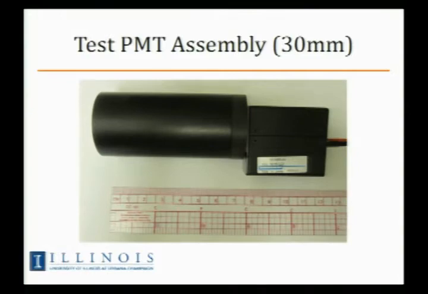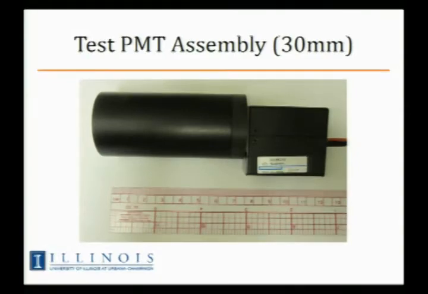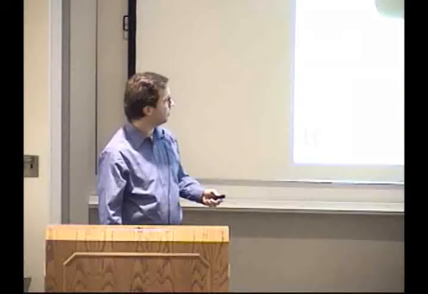Anyway, this is a picture of a test PMT that we've been working with in the lab, and this is the actual PMT, or the model that we would look to fly on the spacecraft. And you can see this is a pretty small-scale instrument.